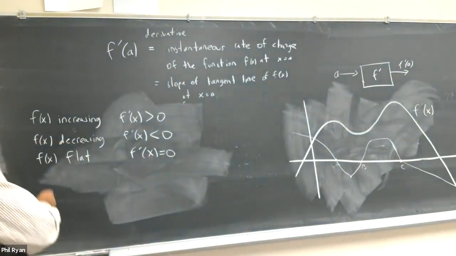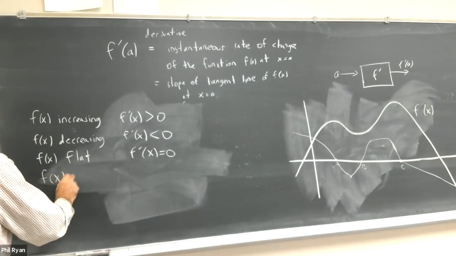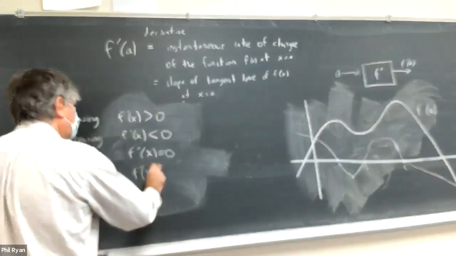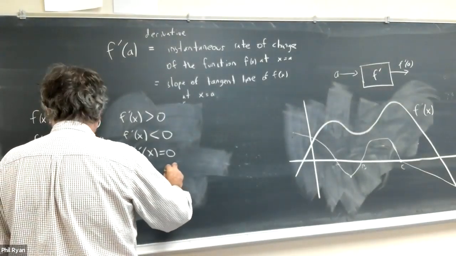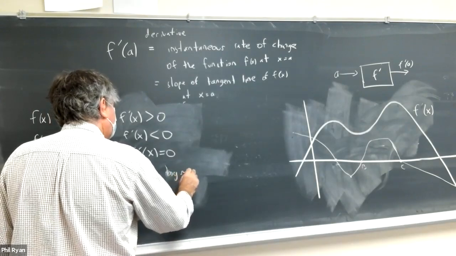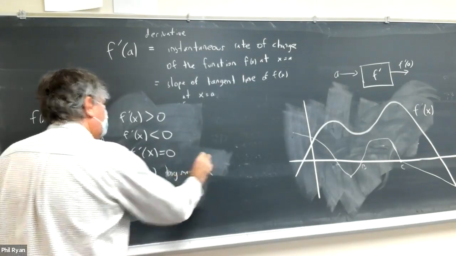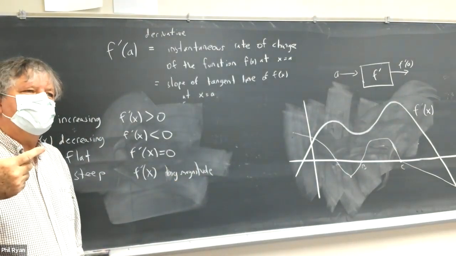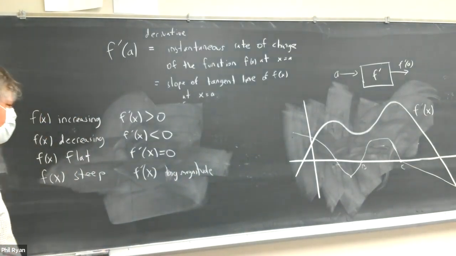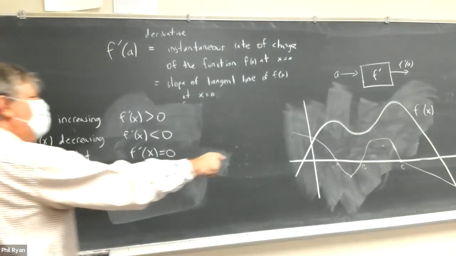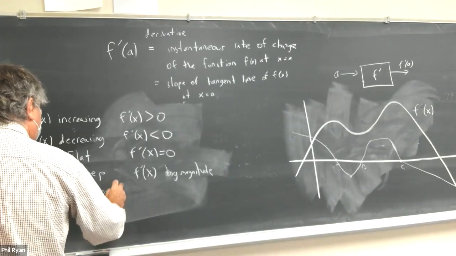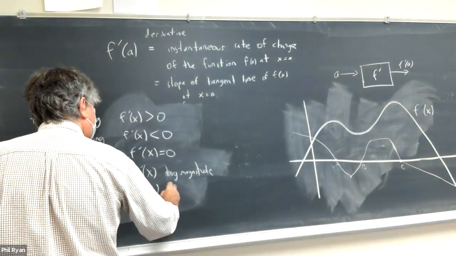And then the other thing is f of x steep means that f prime of x is what? Well, it has big magnitude. Right, because that tells us whether it's steep. It could be steep positive or steep negative, right? But either way, it's going to be big values either way. And f of x shallow means f prime of x has small magnitude.